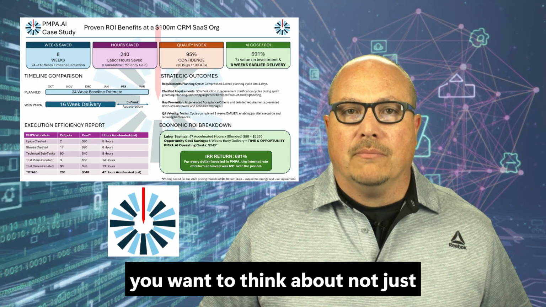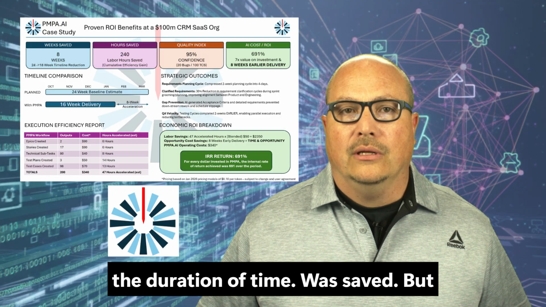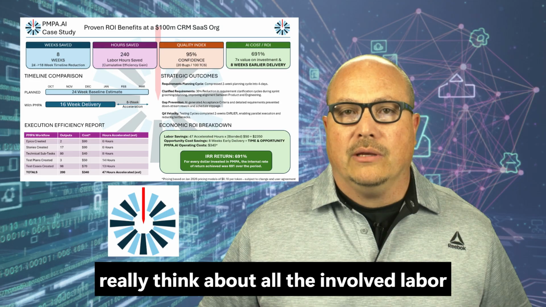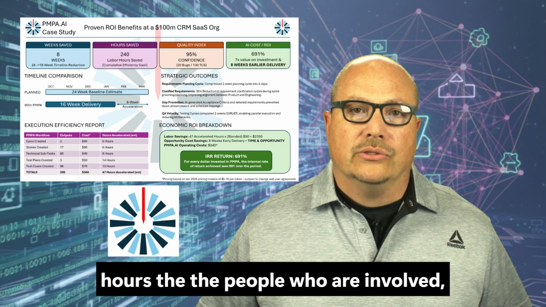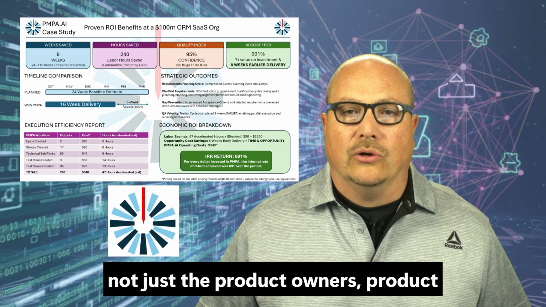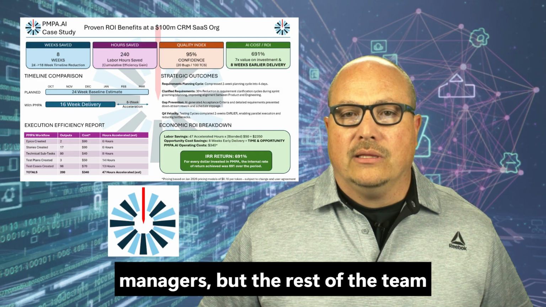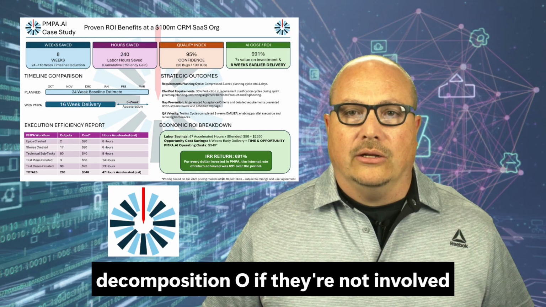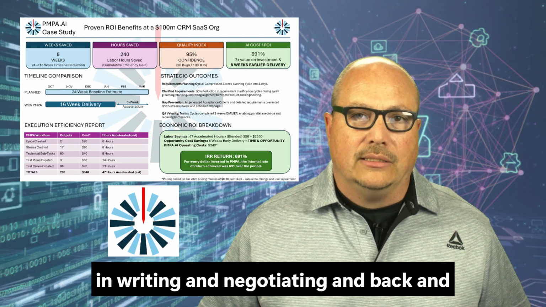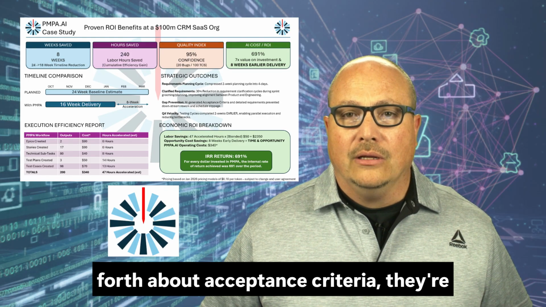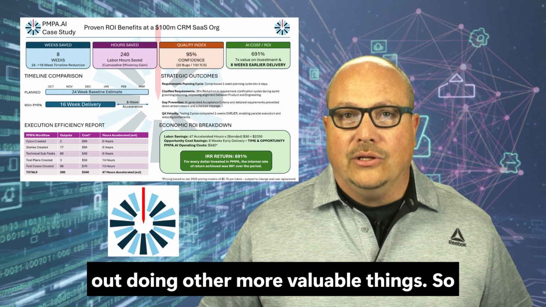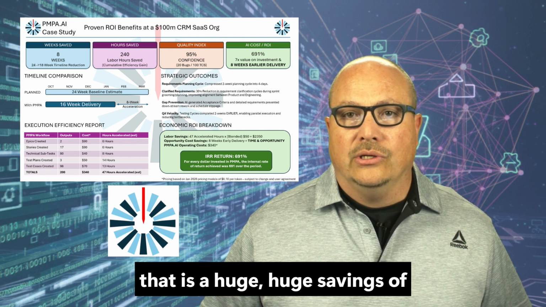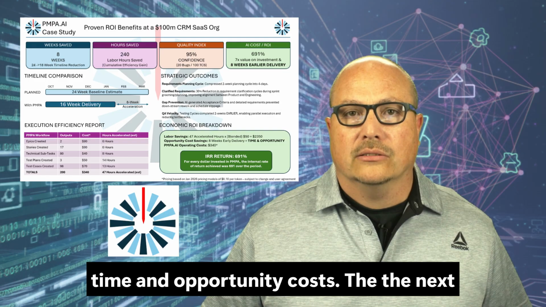And you want to think about not just the duration of time that was saved, but really think about all the involved labor hours, the people who are involved, not just the product owners, product managers, but the rest of the team members that get involved in decomposition. So if they're not involved in writing and negotiating and back and forth about acceptance criteria, they're out doing other more valuable things. So that is a huge, huge savings of time and opportunity costs.